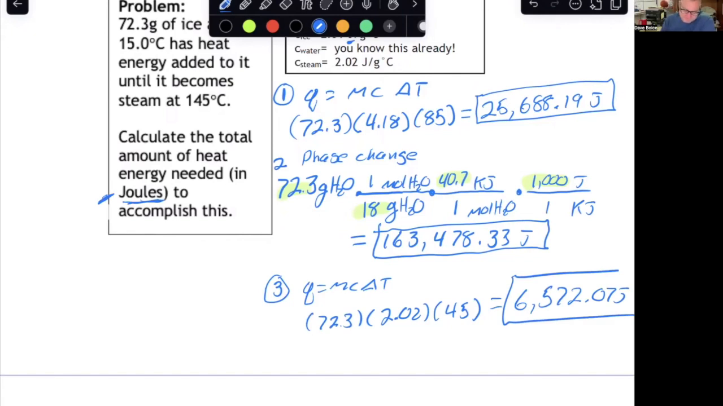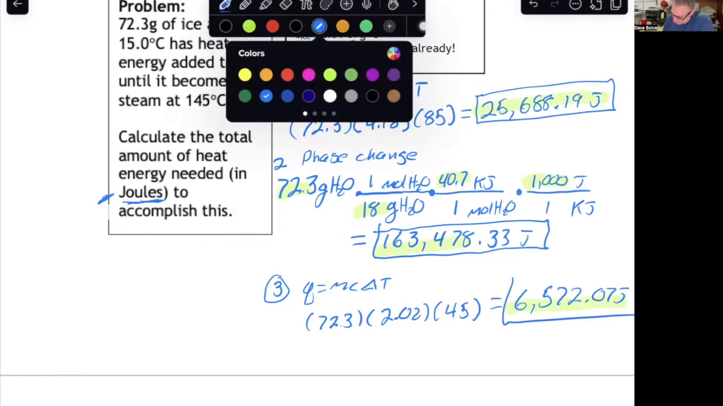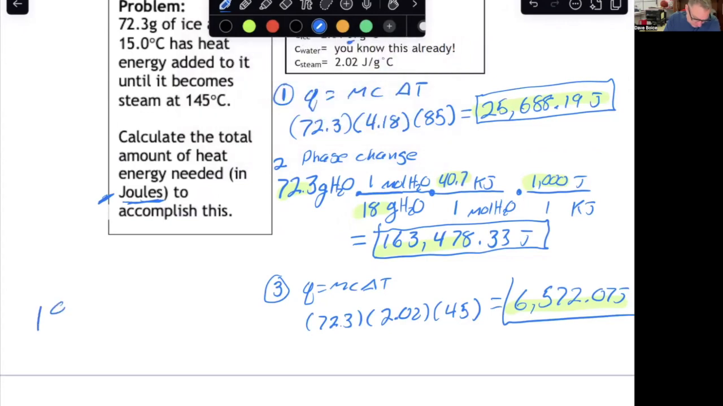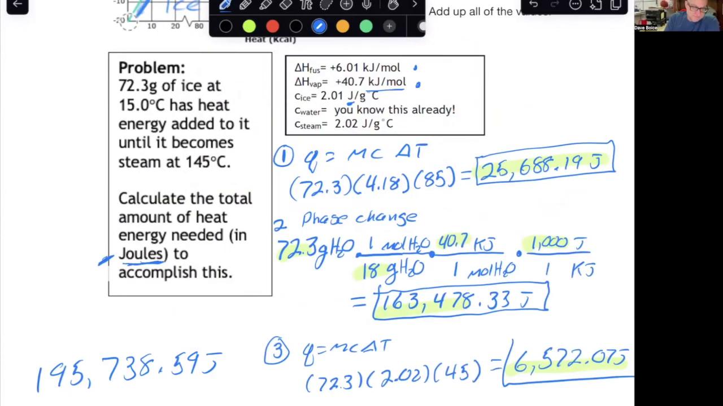Lastly, what I'm going to do is just add up these three numbers because that is the total amount of energy that we needed. And if I add up those three numbers, that is going to come to 195,738.59 joules.